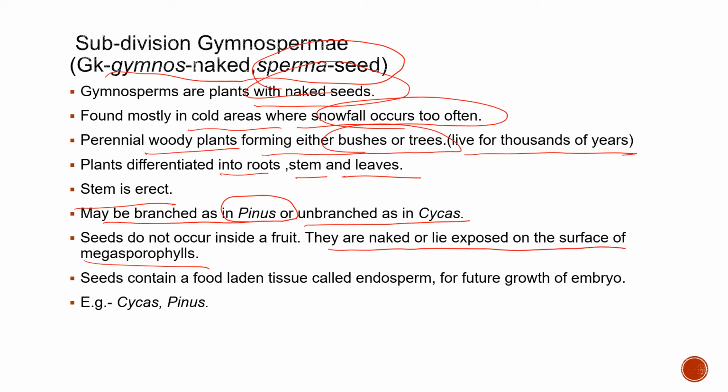They lie exposed on the surface of megasporophylls. Now the seed contains a food-laden tissue called endosperm. This is the speciality that helps the future growth of the embryo. So they have endosperm, they are with naked seeds, and they are differentiated into three main parts, that is roots, stems and leaves. They are mainly unbranched. The two main examples of this subdivision, gymnosperms, are Cycas and Pinus.